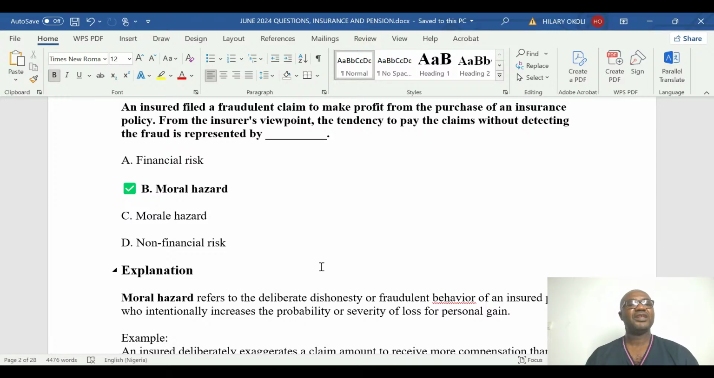So that can be considered as moral hazard also, or in the instance of the question being asked here, saying the insured filed a fraudulent claim to make profit from the purchase of insurance, maybe claiming your car is missing because you know insurance covers you. We call it a moral hazard.